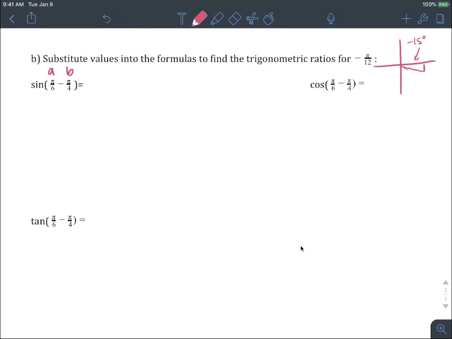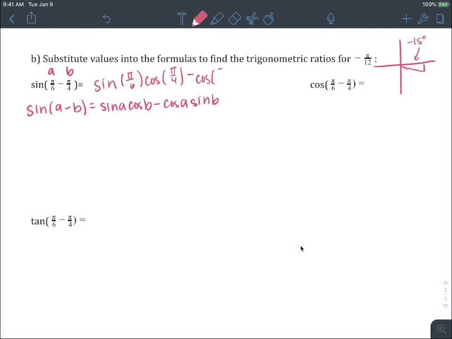I know from above that the sine of A minus B is equal to the sine of A times the cosine of B minus the cosine of A times the sine of B. Okay, so up here I'm going to have the sine of pi over 6 times the cosine of pi over 4 minus the cosine of pi over 6 times the sine of pi over 4.